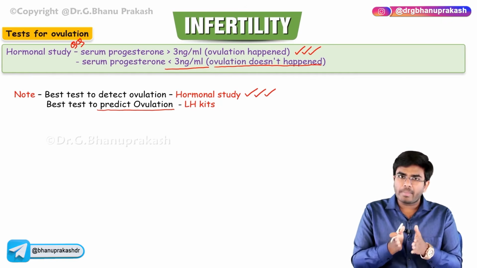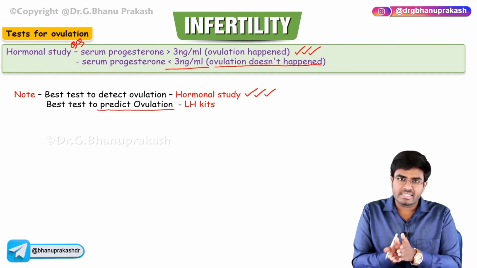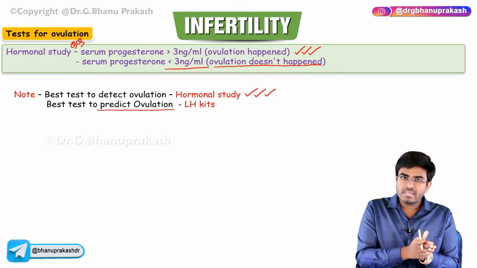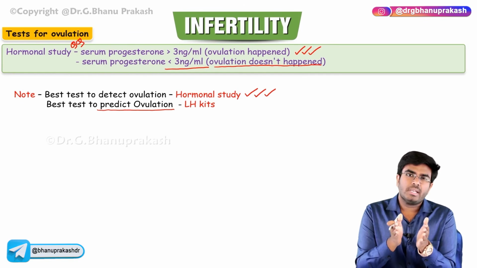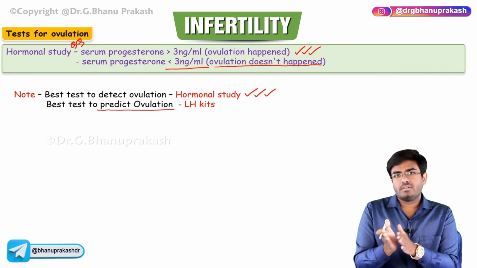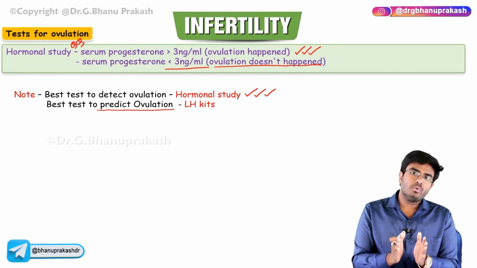When LH surge happened, we all know within the next 36 hours, she is going to ovulate, right? So from the LH surge to the ovulation, it takes like 32 to 36 hours. So in the next 32 to 36 hours, she is going to ovulate.